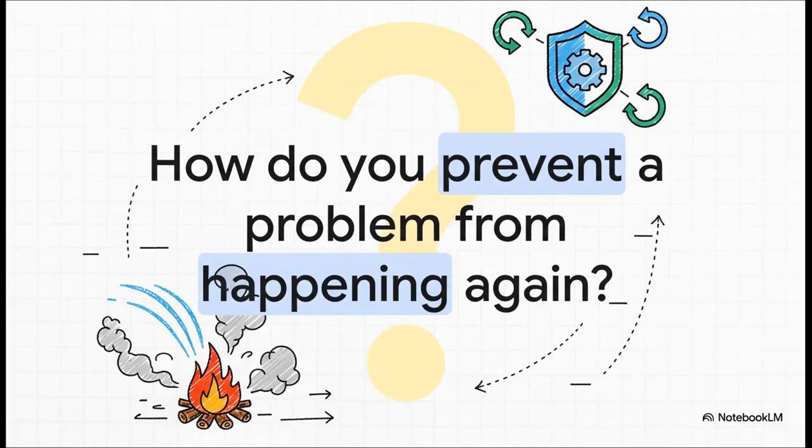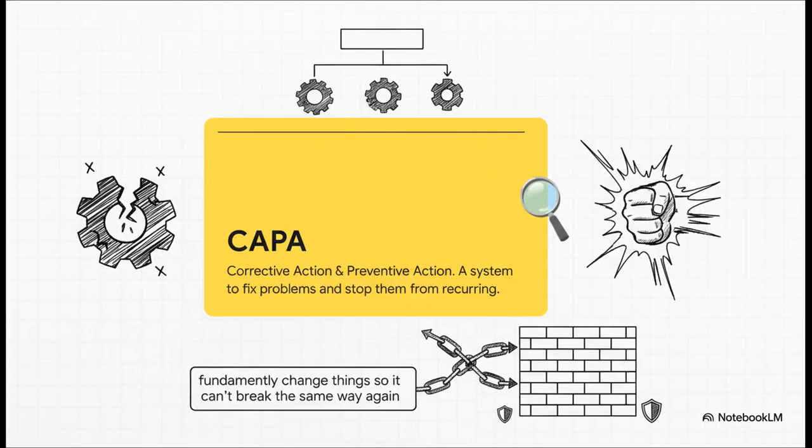So, just think about this for a second. You've just handled a crisis, right? You fixed a nonconformance, you corrected an error, the fire's out. But the real question, the one that truly separates the good quality systems from the great ones, is this. How do you guarantee that same fire isn't going to flare up again next week, or next month, or even next year? And that very question leads us right to CAPA.